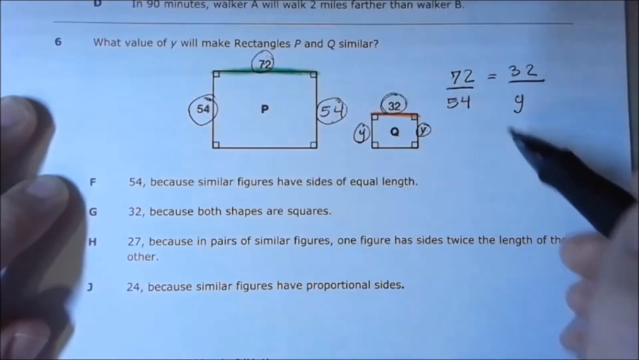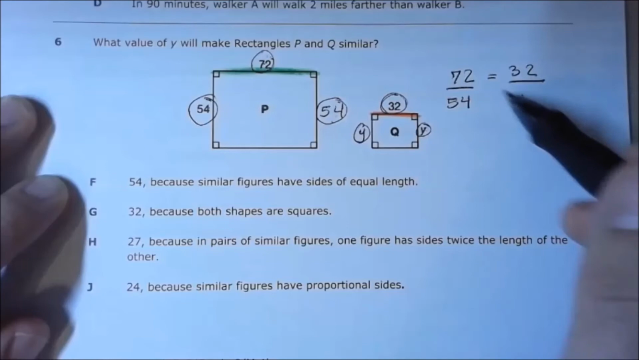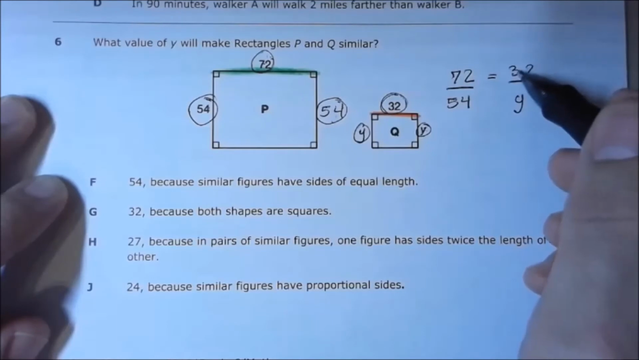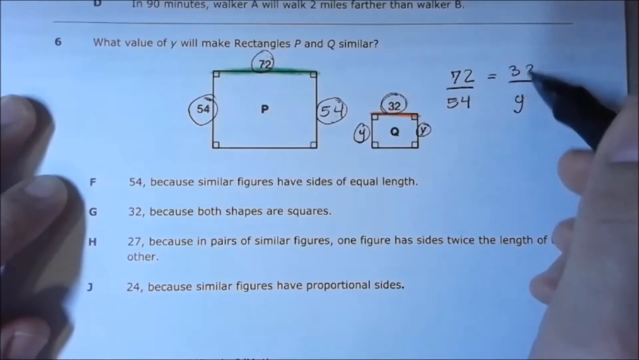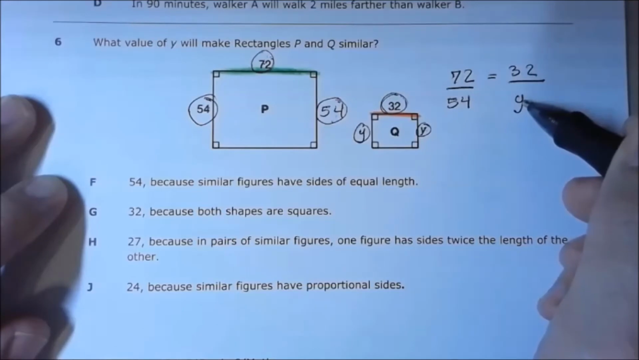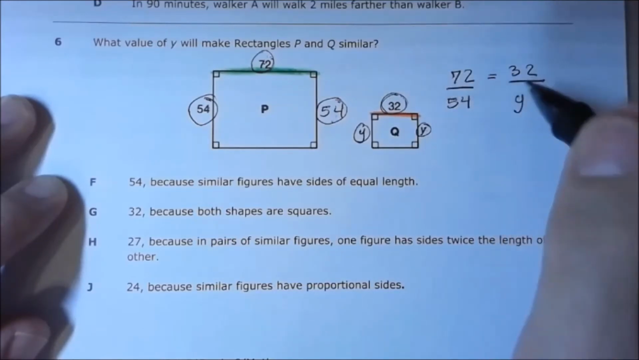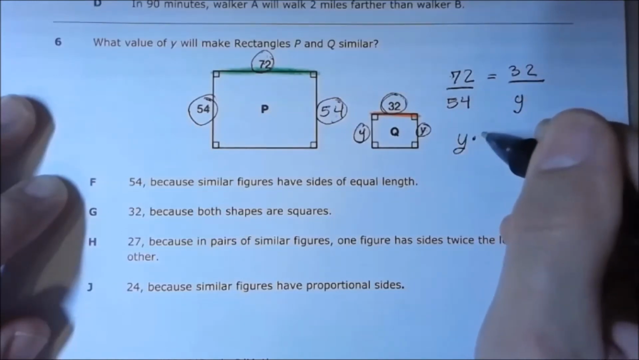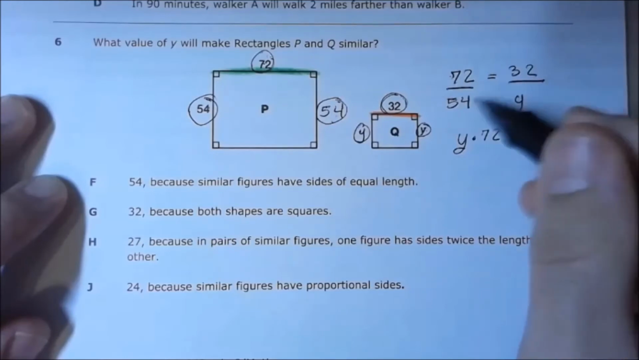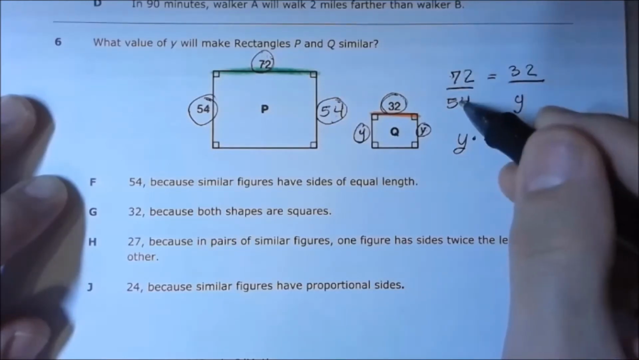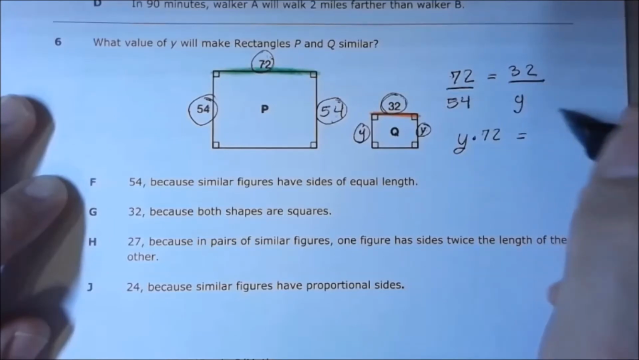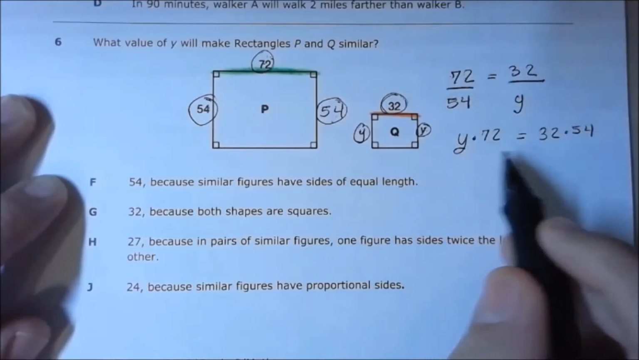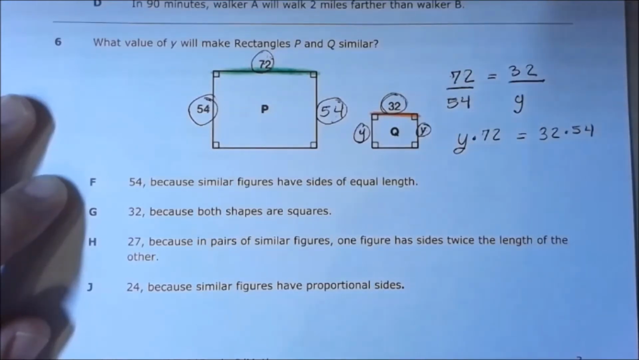And now we're going to do something you're familiar with. You could call it cross multiply, but really all we're doing is inverse operations. In other words, I have 32 divided by y. The opposite of dividing 32 by y is multiplying 72 by y. So I'm just going to move this y over here, and what you end up with is y times 72 is equal to, and I'm going to undo dividing 72 by 54 by moving it over here, and that's going to give me 32 times 54.